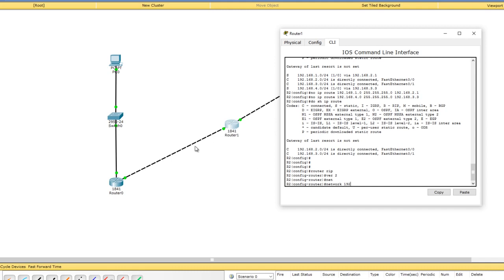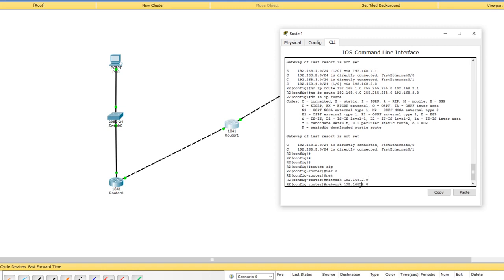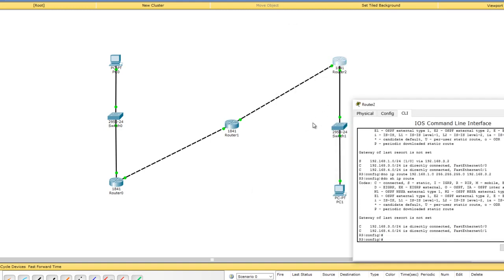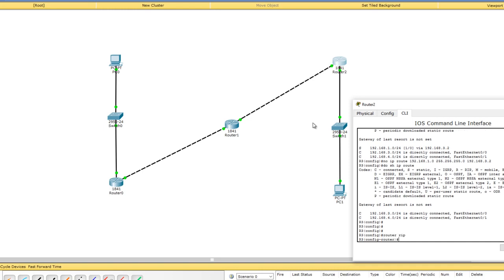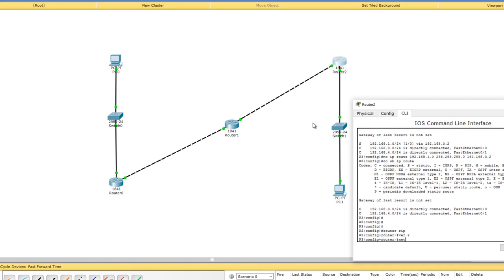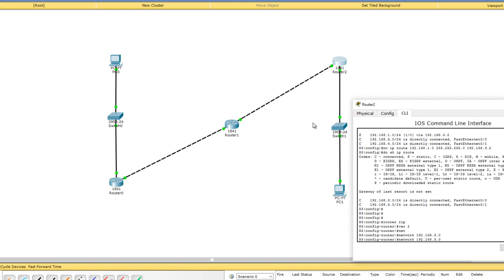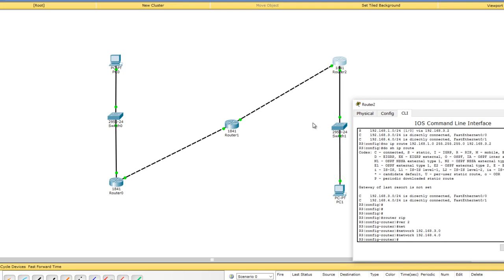This is connected to 2.0 and 3.0. So I'm just going to say network 192.168.2.0, network 192.168.3.0. These are the two networks that it is connected to, right? So I'm going to come here, 3.0. Similarly, router RIP version 2 network 192.168.3.0, network 192.168.4.0, and boom, magic should be done.